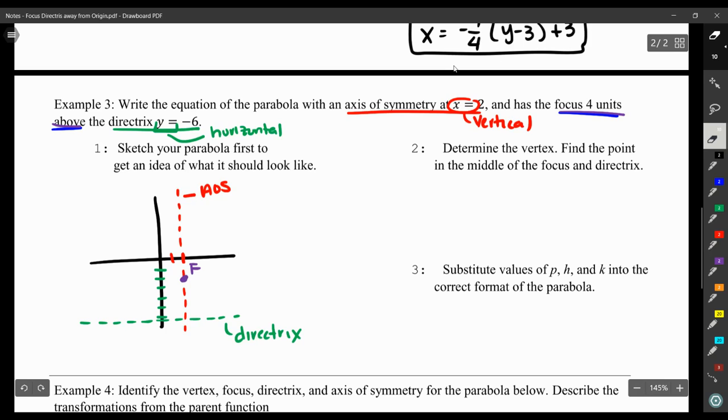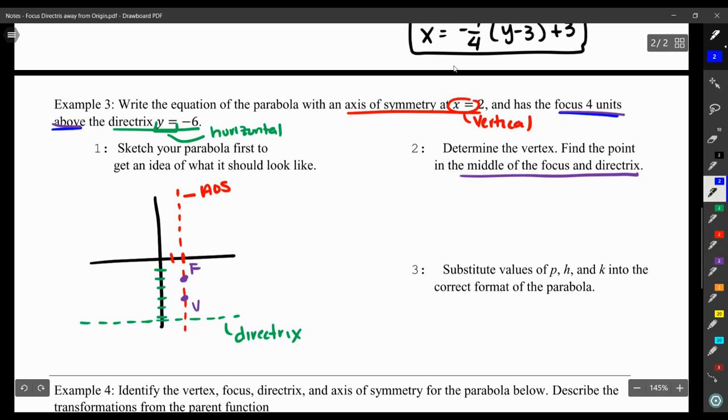Now that's fine and dandy, but I need my vertex. You have to have your vertex to write this equation. So that's what step 2 is. I've written what I can. Now let's find the vertex since I wasn't given the vertex. So again, middle of the focus and the directrix. So I know that from here to here is 4 units. So half of 4 is 2. So that means my vertex is going to be 2 below the focus and 2 above the directrix. It's got to be in the middle of them. So this is your vertex.